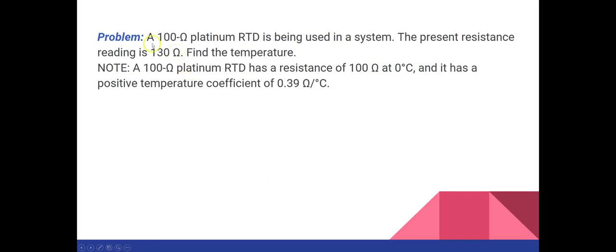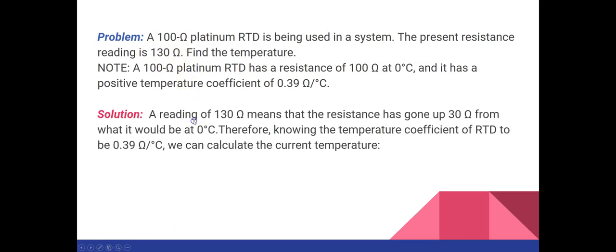Now let's see another problem. It says a 100 ohm platinum RTD is being used in a system. The present resistance reading is 130 ohm. Find the temperature. Here you need to note that the 100 ohm platinum RTD has this resistance at 0 degrees centigrade, and it has a positive temperature coefficient of this value. Based on the problem, we see that the resistance has gone up from 100 ohm, because now it is 130. If we take the difference, the resistance has gone up by 30 ohm. Using that 30 ohm, you put it in this formula, and you get the temperature, which is 77 degrees centigrade. So this temperature value corresponds to the present resistance.